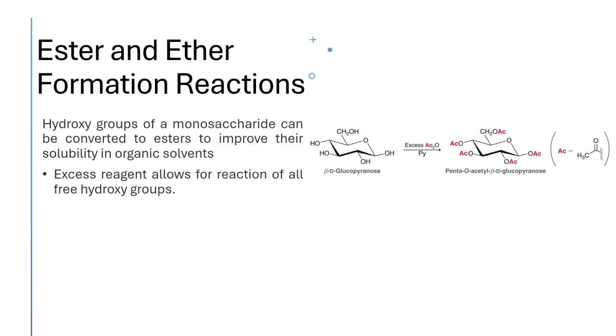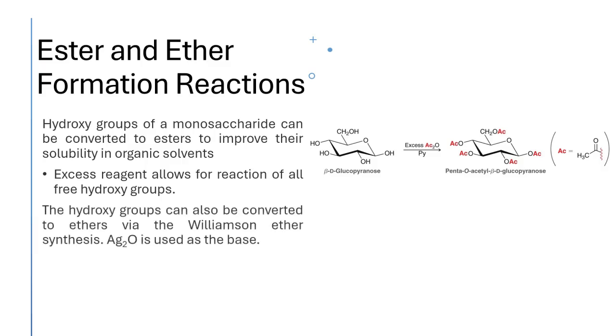Ester and ether formation reactions. Hydroxy groups of a monosaccharide can be converted to esters to improve their solubility in organic solvents. Excess reagent allows for a reaction of all free hydroxy groups. The hydroxy groups can also be converted to ethers via the Williamson ether synthesis. Silver oxide is used as the base.